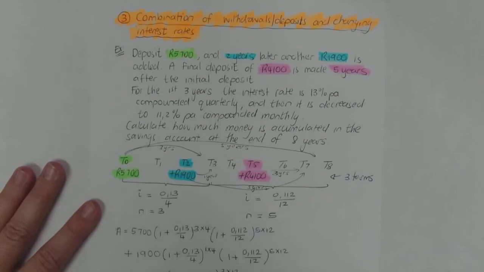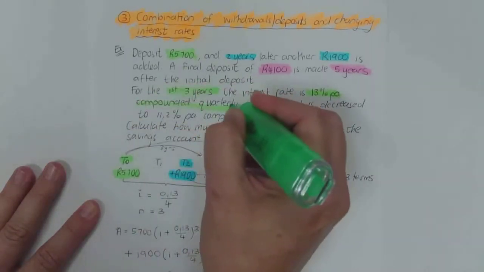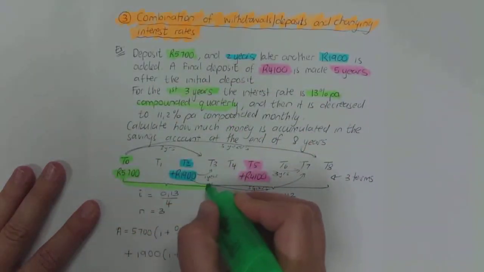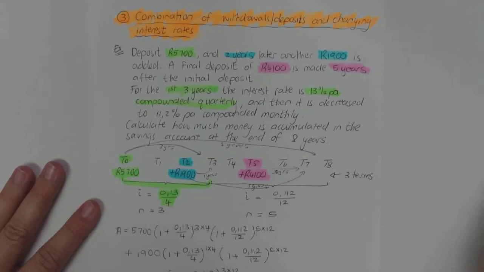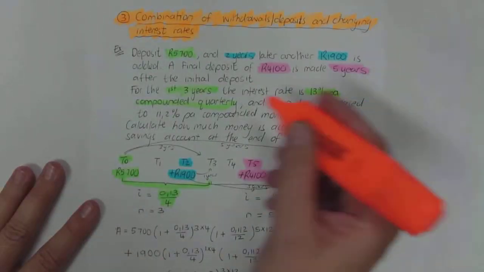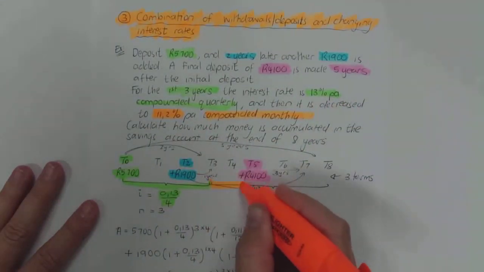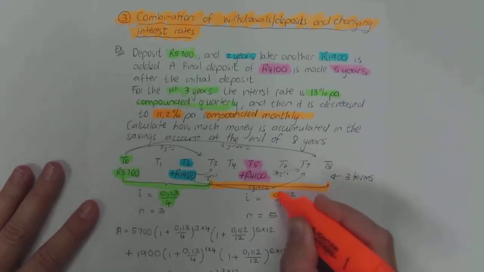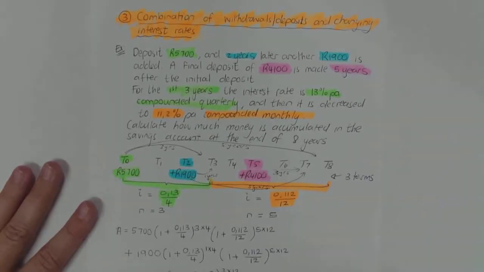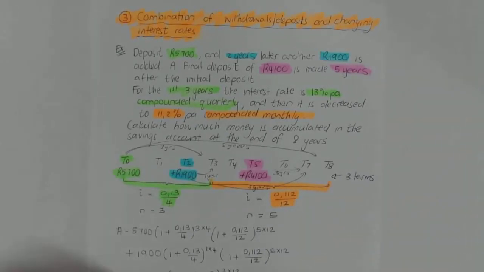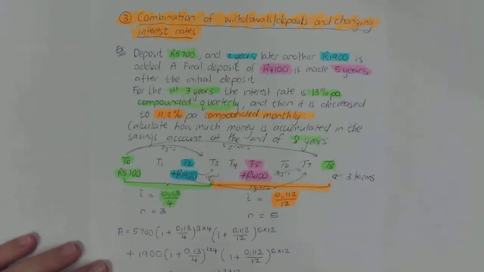For the first 3 years, I have 13% compounded quarterly. So first 3 years, 13% every quarter. And then it is decreased to 11.2% compounded monthly. So for the remainder of this investment, it's 11.2% every month. Right, so this timeline has to go up to 8 years.